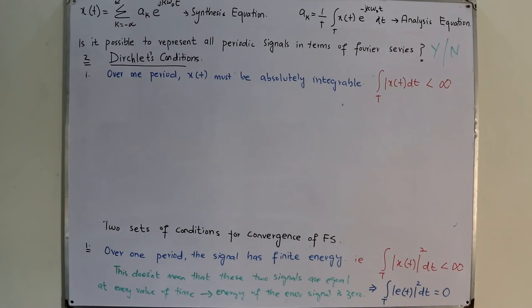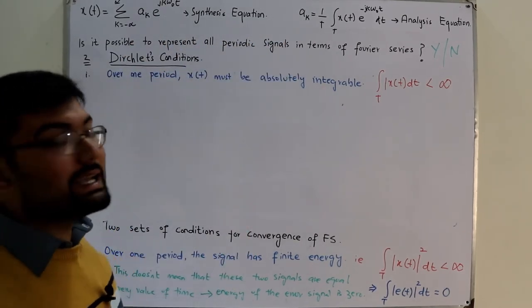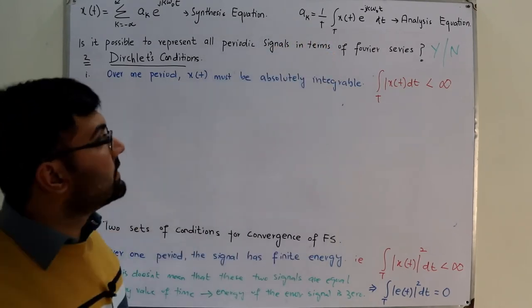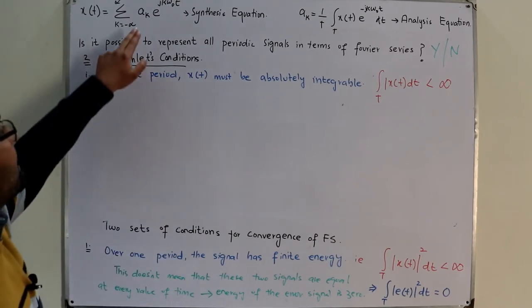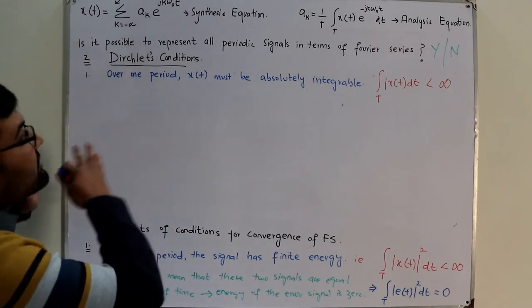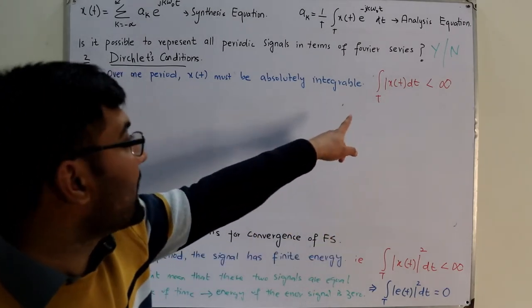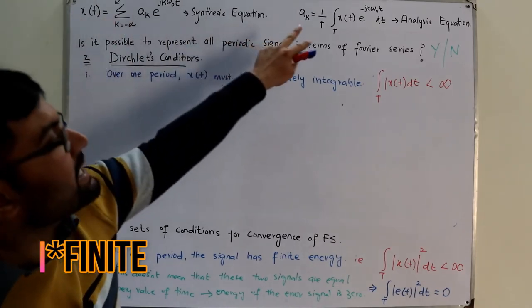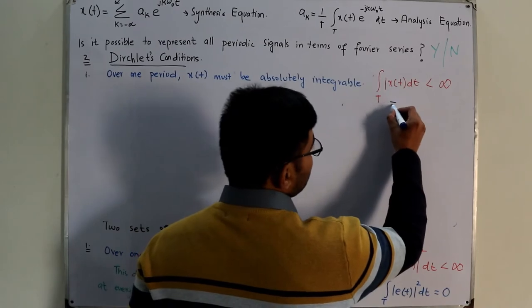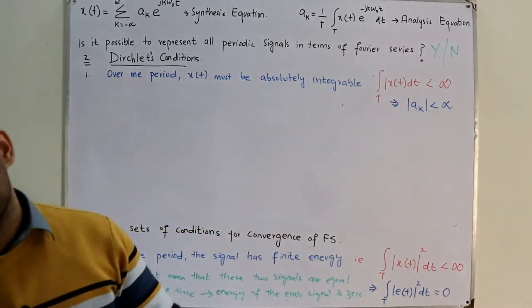Now, talking about absolutely integrable in a finite range, everything depends on the Fourier coefficients. Have a look, a_k. The first and foremost thing is that this a_k should be finite. If a_k is finite, then you could add them up together and the summation could also be infinite. So this implies that if the integral of x of t is finite, then automatically all the Fourier coefficients are finite. Is that clear?